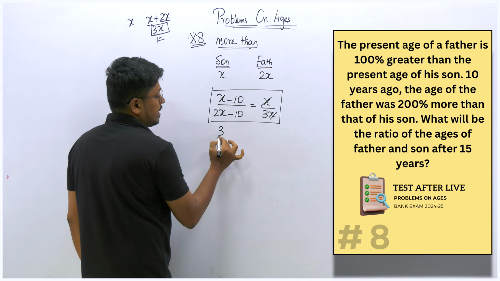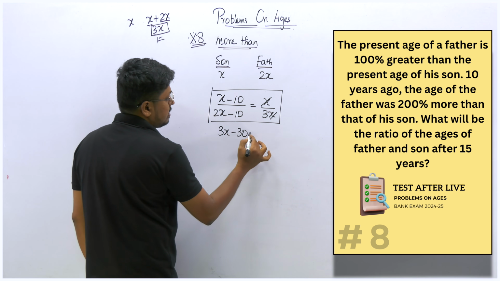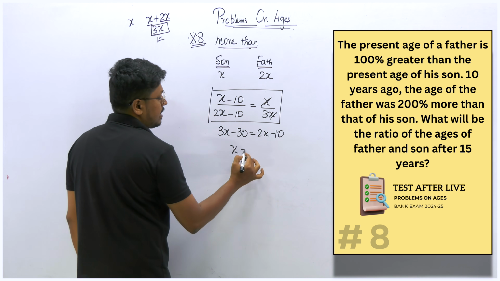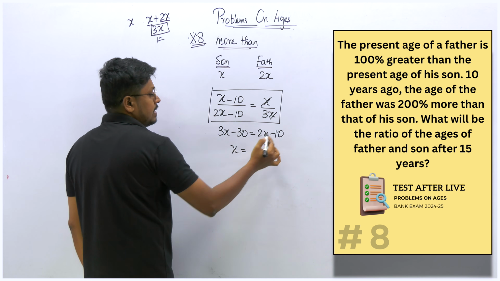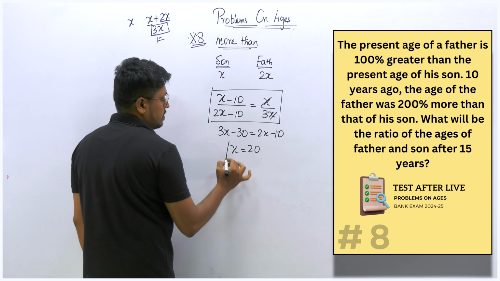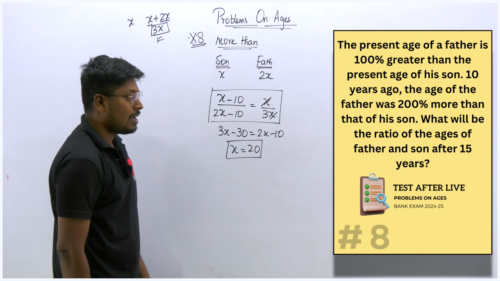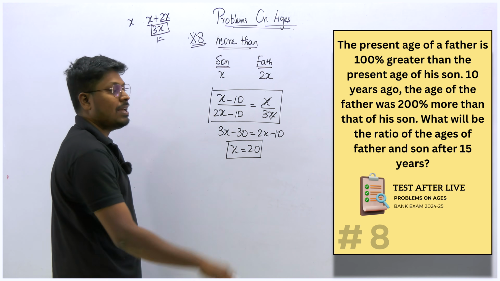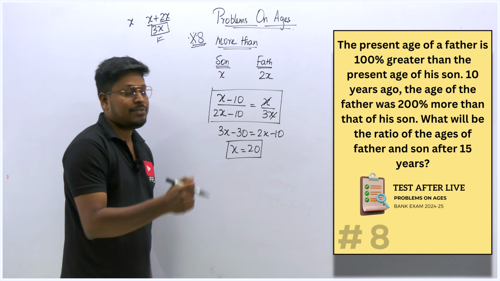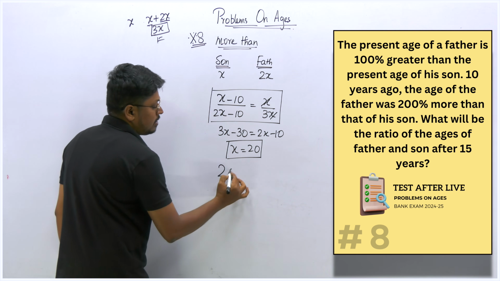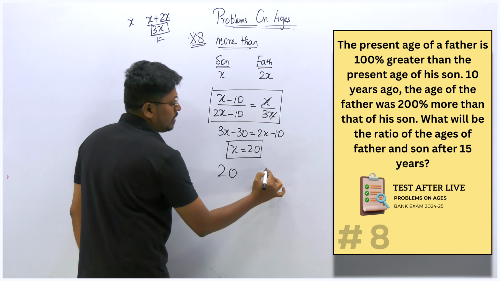So cross multiply. So 3x minus 30 is equal to 2x minus 10. So 3x minus 2x will be x. So minus 30, it will be 20. So finally we got the value of x is equal to 20. And what is our target? Our target is to find the ages of father and son after 15 years. So son, we found the age is how much? 20. So what about father? 20 into 2 will be 40.